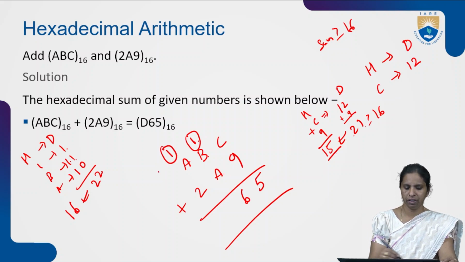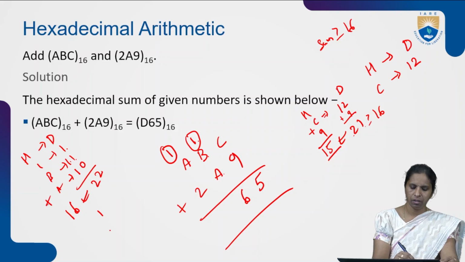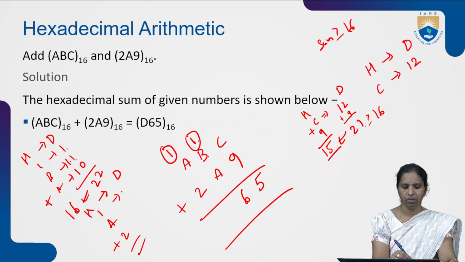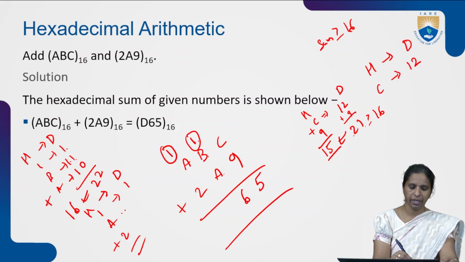Again, next what you have to do here? You have to add 1 plus A plus 2. This is the hexadecimal number system. In the decimal number system, 1 is 1 only. And A is nothing but what?